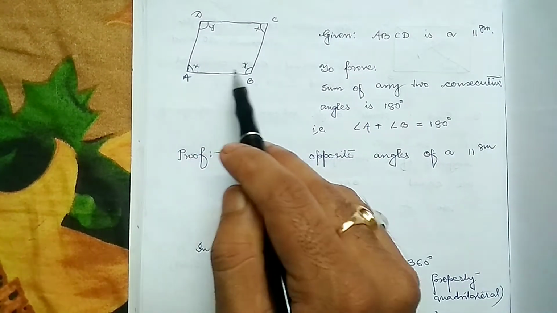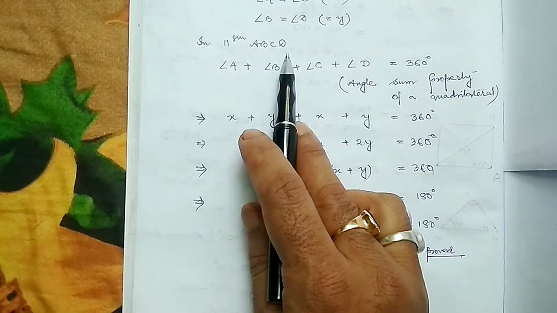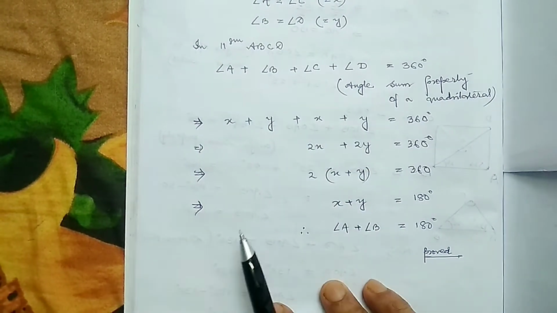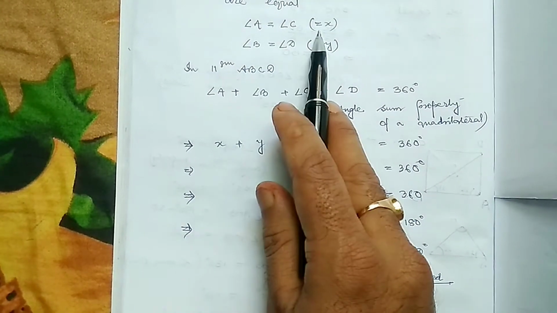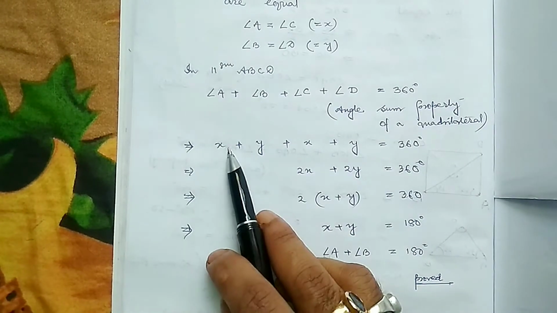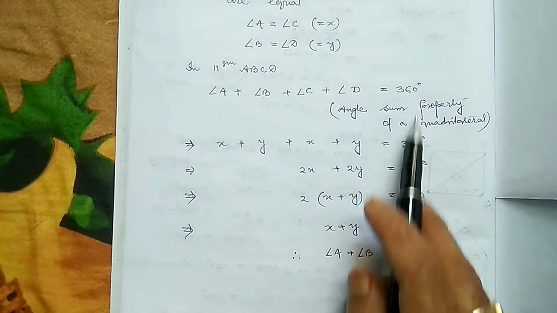So here x plus y will be how much? 360. So here we have written, in case of parallelogram ABCD, angle A plus B plus C plus D equals 360. Now we have considered A and C to be x and B and D to be y. So instead of A, I can write X, instead of B, Y. Again X, again Y equal to 360.